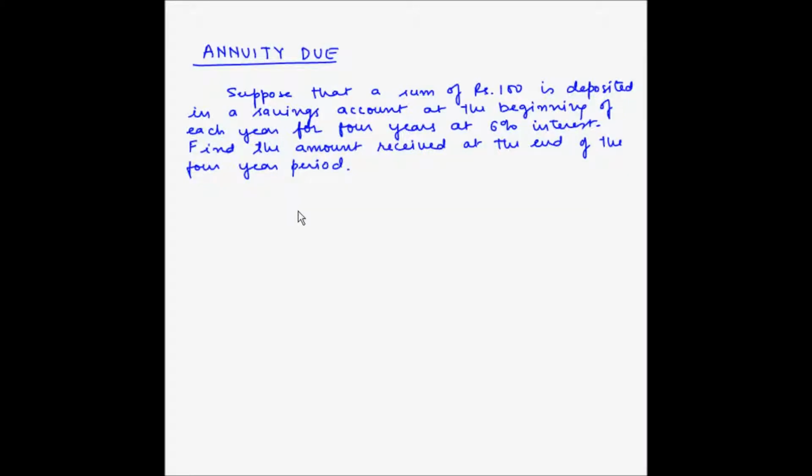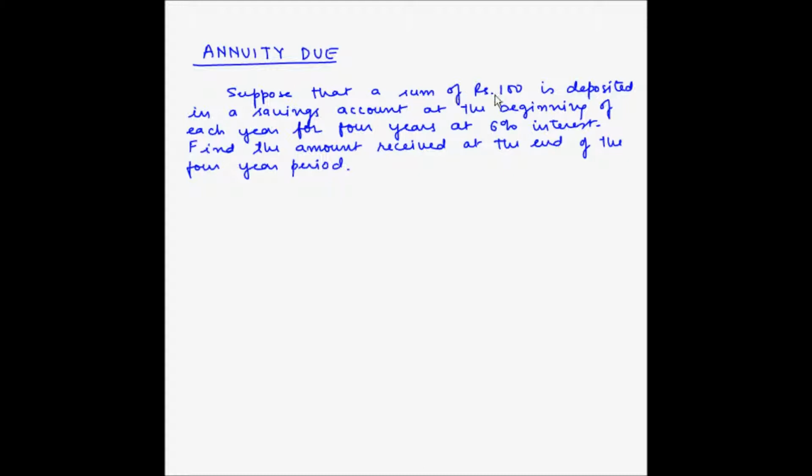Now let's look at the second type of annuity, which is known as annuity due. In this type of annuity, the payments are made at the beginning of each period. So let us look at an example to understand this in detail.